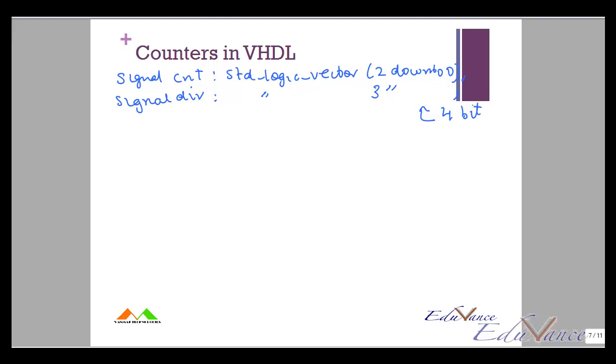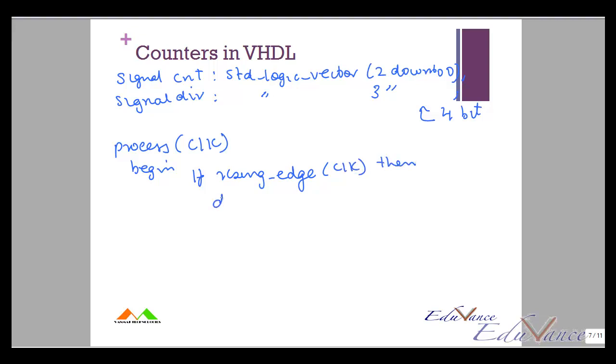So how would we write the process? First, I will divide the clock, so I have to describe my divider. So I will write process clock, begin, if rising edge clock, then divider is divider plus 1, end if, end process. So I effectively divided my clock here.